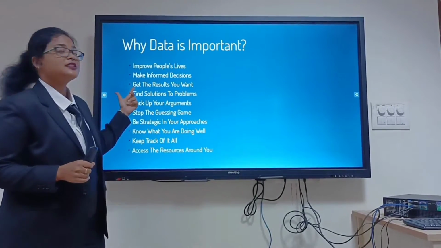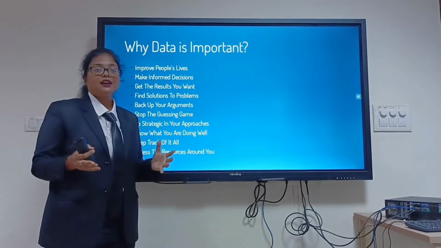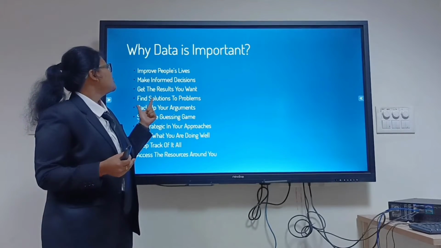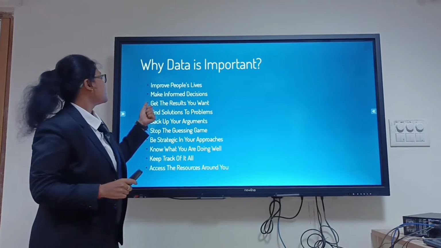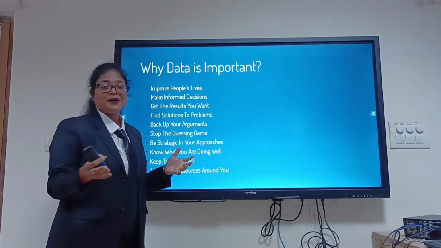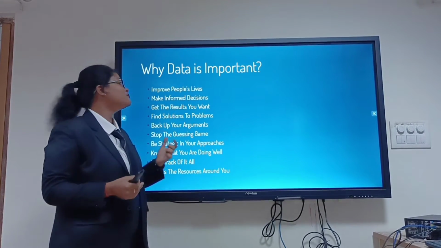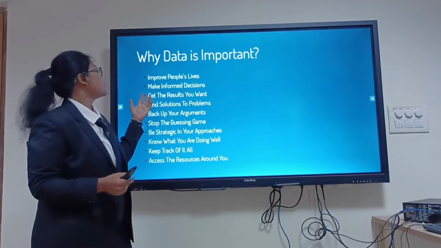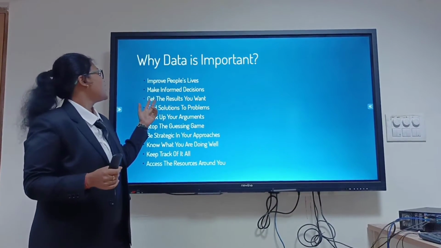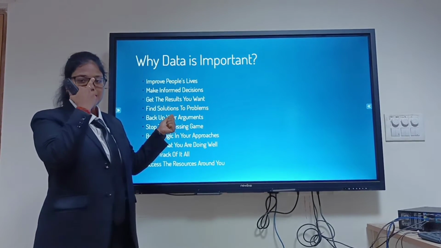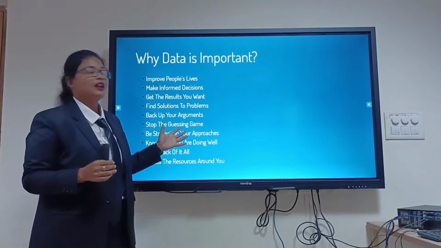Then make informed decisions. By the collection of the data, by the information, we will be able to make our decisions. So the next is make informed decisions. By collecting data, by collecting information, we will be able to make decisions regarding our management things. We will be able to make the analysis, and for that we will be making the decisions for our management things. For that, data is very important.